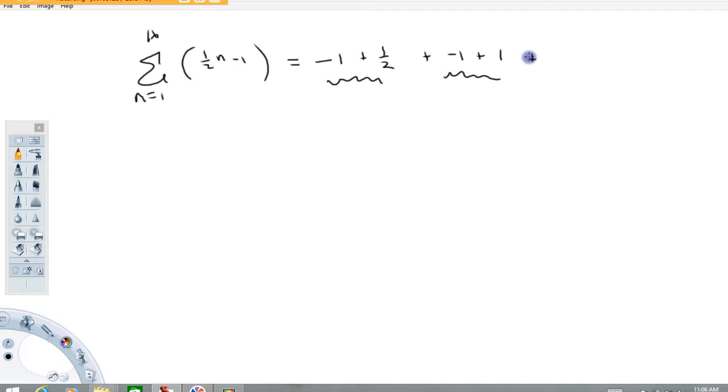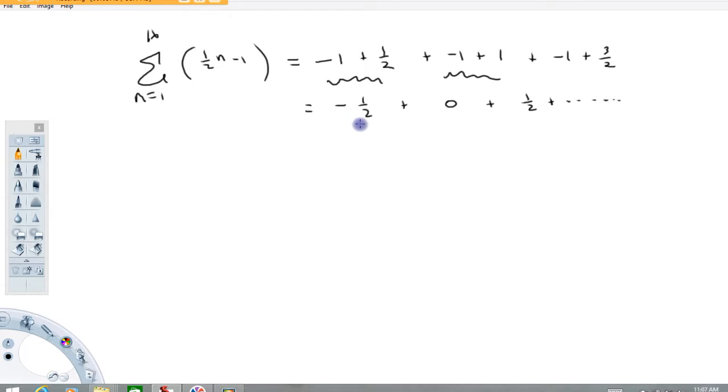And then the third value, putting in n equals 3, we're going to have negative 1 plus 3/2. Now, this first value here is going to be minus 1/2. The next value is going to be 0. The next value is going to be 1/2, plus, etc. This is going to go on and on for 16 terms.